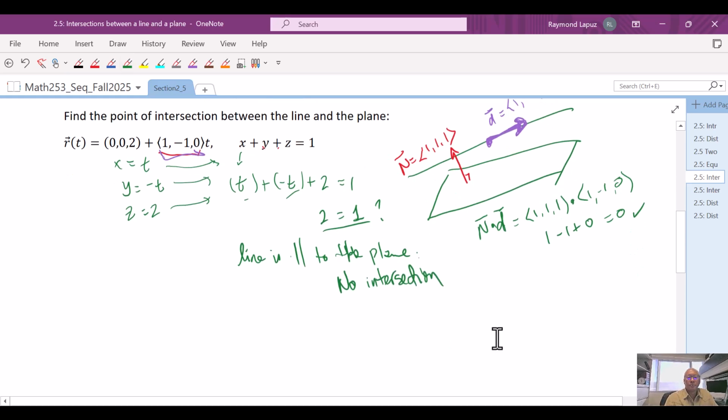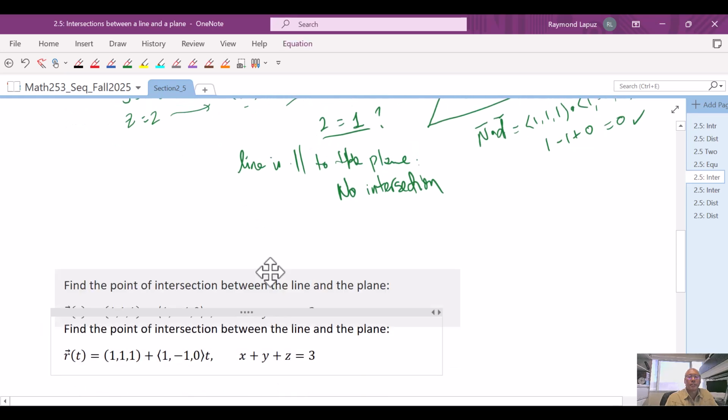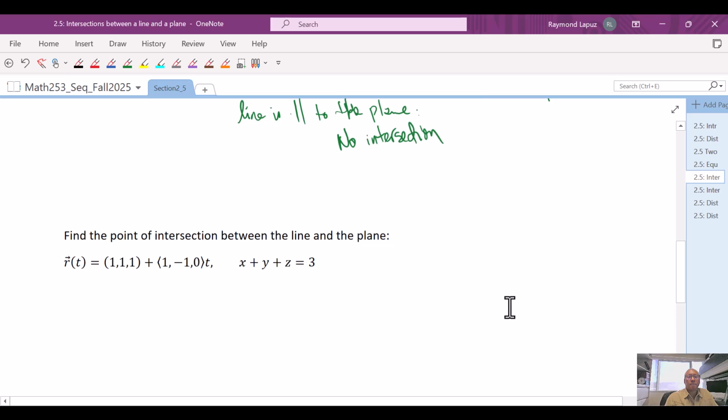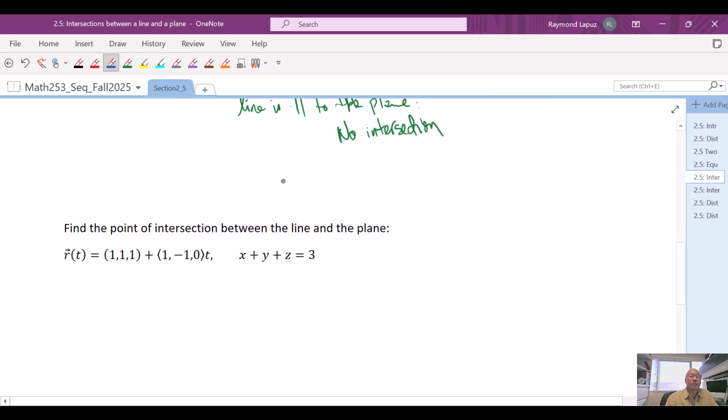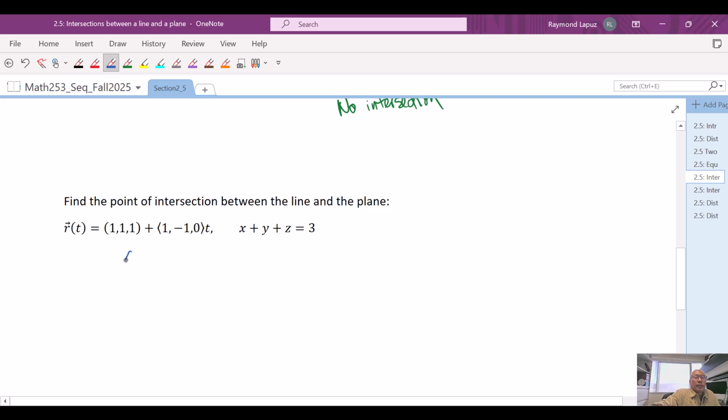And one more example. In this example, we'll see another scenario pop up. So let's go through the process of solving for this again. We will let x equal 1 plus t. We'll let y equal 1 minus t. And we'll let z equal 1 plus 0t. So that's our x, y, and z. We'll put all this into the plane, and we will get 1 plus t for x, and 1 minus t for y, and 1 for z, and that's equal to 3.